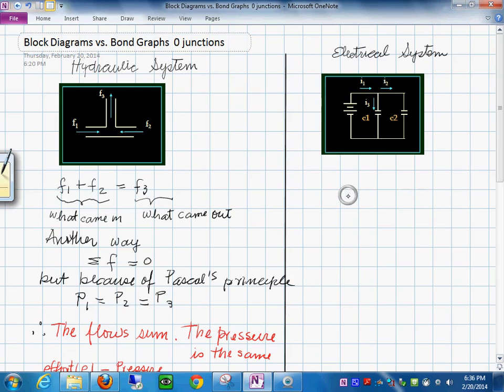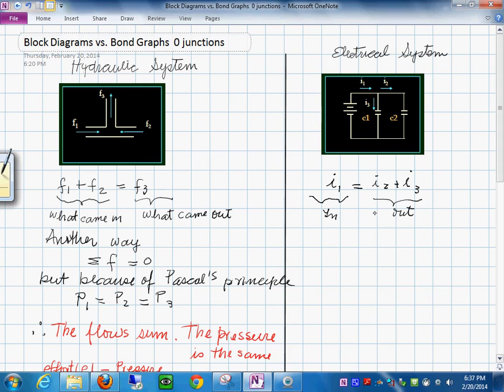We can turn our attention to the electrical system. In this particular case, we have to say that the currents add up, but the voltage is the same, right? So here, I1 is equal to I2 plus I sub 3, right? So this is, you will say, in, and this is what got out.